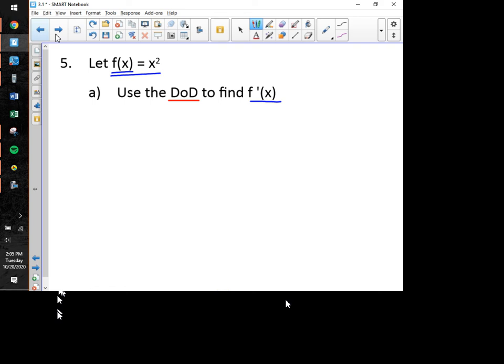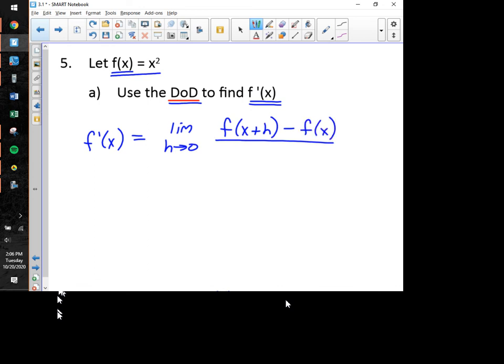So again, we're trying to find f prime of x. So I'm going to start with the formula for f prime, which is the definition of the derivative. F prime of x is equal to the limit as h approaches 0 of, our numerator is f of x plus h, minus f of x, and our denominator is just plain old h.